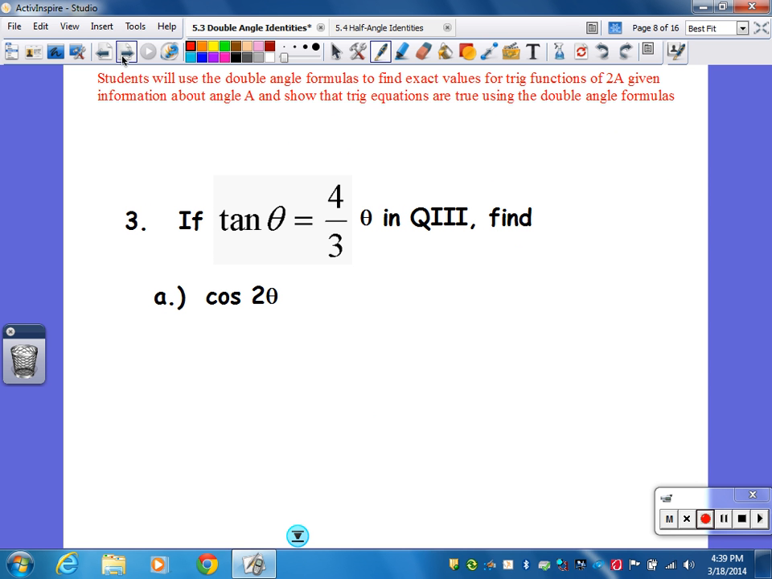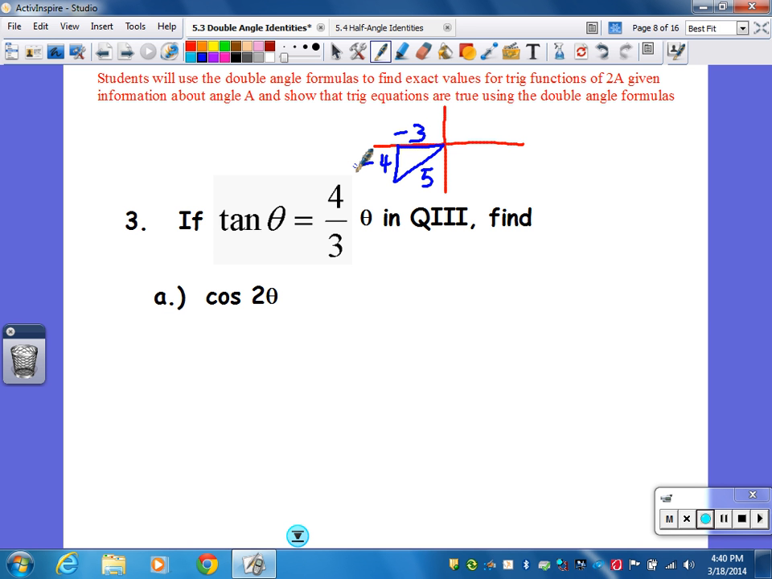Now, we have tangent theta equals 4/3 in quadrant 3. We need to find cosine 2 theta. Well, I know with cosine, I only need to find either sine or cosine. So let's draw the picture. We're going to be in quadrant 3. We know my sine is 4 and my cosine is 3. Oh, look at that. The famous angle once again, or famous triangle, I should say. Those are negative. Sorry about that.